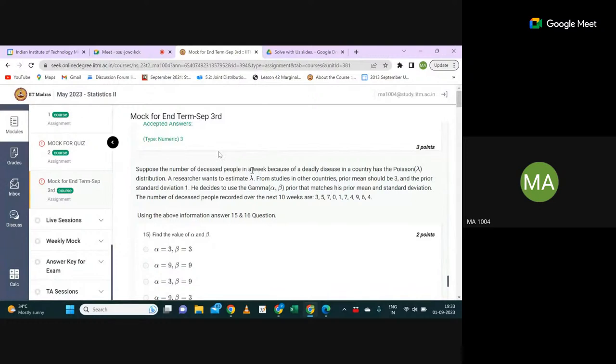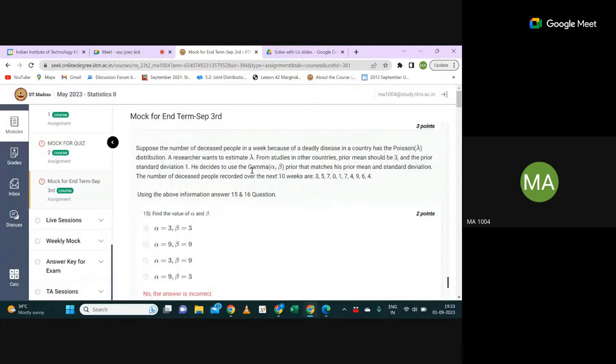How many questions are remaining? Two. Okay. So question number 15 says, this is some conference and some information we have provided. Suppose the number of people in a week who die because of a deadly disease in the country has a Poisson lambda distribution. A researcher wants to estimate lambda. From studies in other countries, the prior mean should be 3 and the prior standard deviation 1. He decides to use the gamma alpha, comma, beta prior that matches his prior mean and standard deviation. That means 3 is the mean of this gamma distribution, and 1 is the standard deviation.